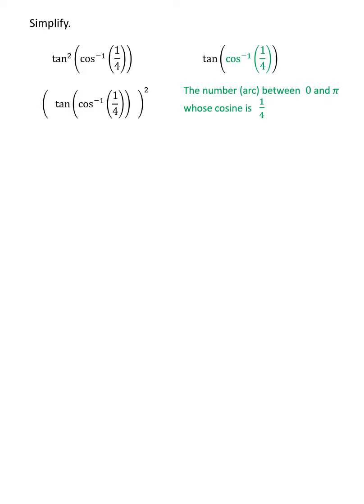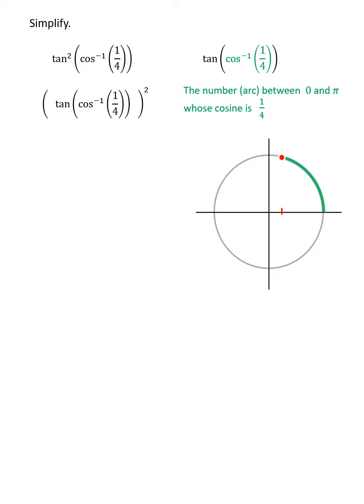So I decided to try to draw a picture of the inverse cosine of 1/4. Here's my unit circle. Here's 1/4 on the x-axis, approximately. And since I'm looking for an arc between 0 and pi that terminates there, my arc must terminate at this red point, and therefore this arc shown here is the inverse cosine of 1/4. Just for brevity, let's just call that arc length A.